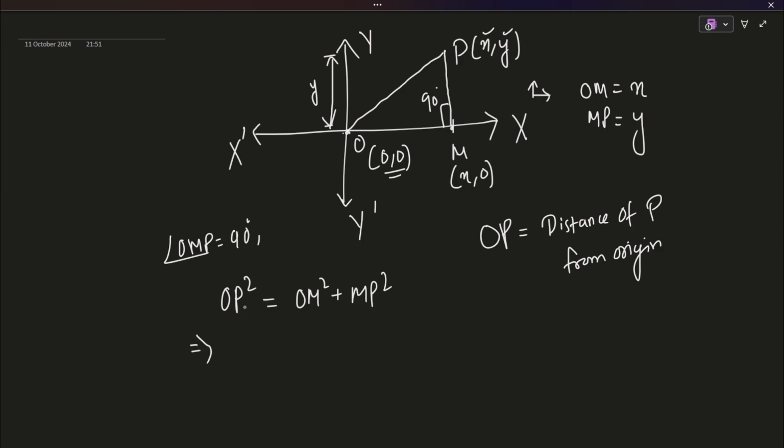Now, OP squared is what we needed. So we basically need OP here. OP should be equal to the square root of OM squared plus MP squared. We already figured out that OM is basically X, the x coordinate of the point P, and MP is Y. Thus, the distance from the origin is the square root of X squared plus Y squared.